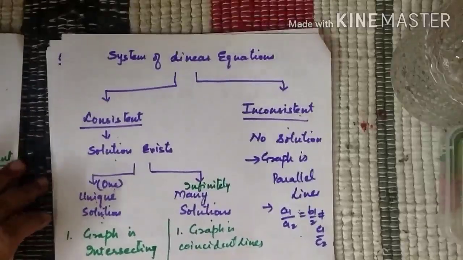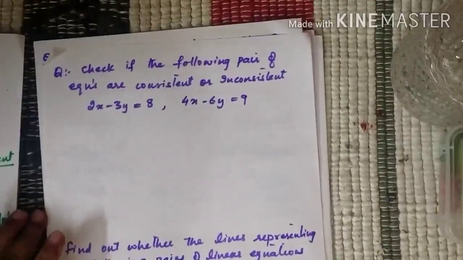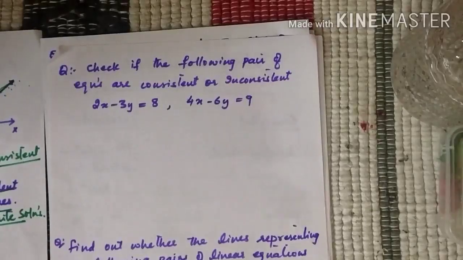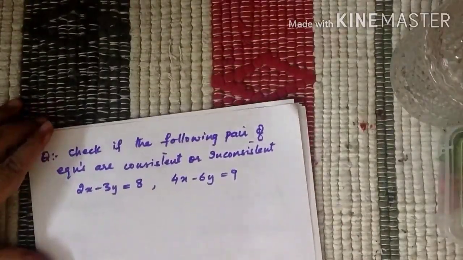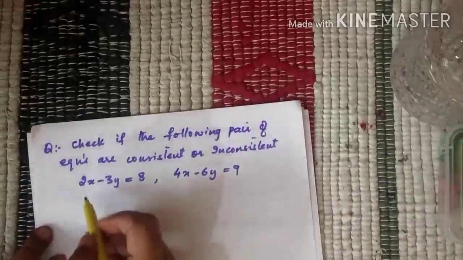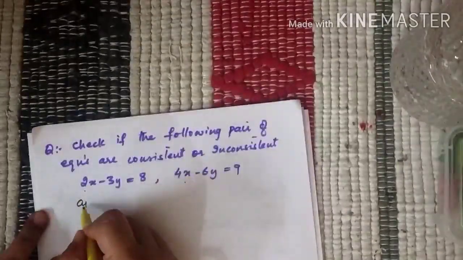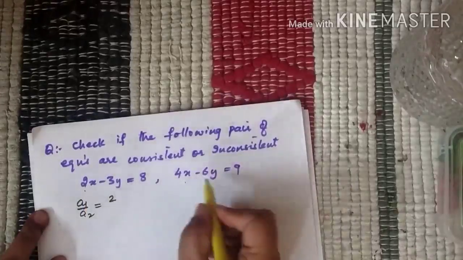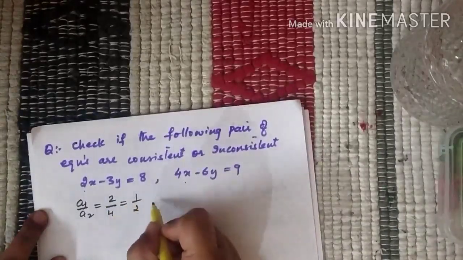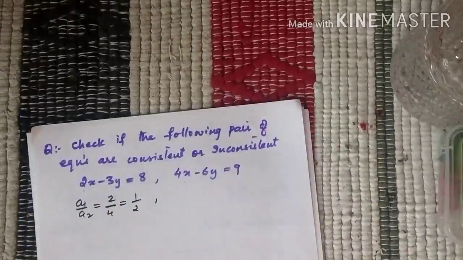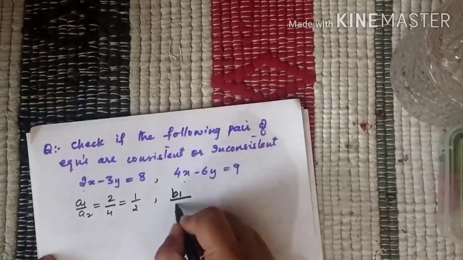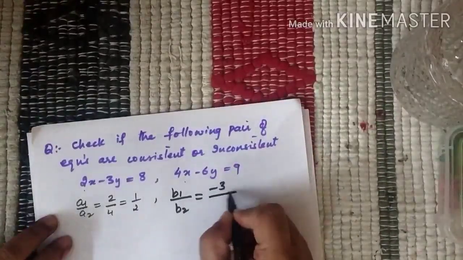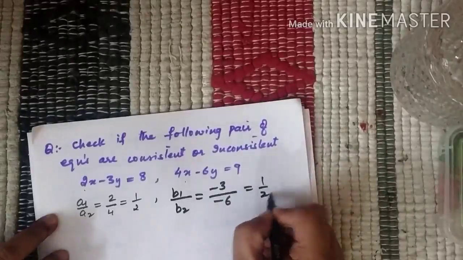Now we learned the application part of this. Since these conditions are given, we learned how to solve. The questions were like, first check if the following pair of equations are consistent or inconsistent. So using consistency conditions we find out. In such cases we first find out a1/a2. a1 is 2, a2 is 4, so this is 1/2. Find out b1/b2. b1 here is -3 and b2 is -6, again 1/2.